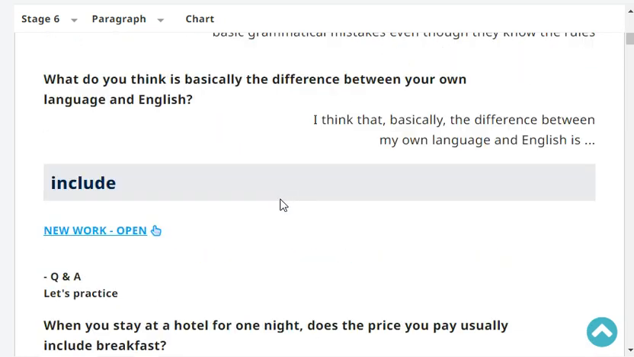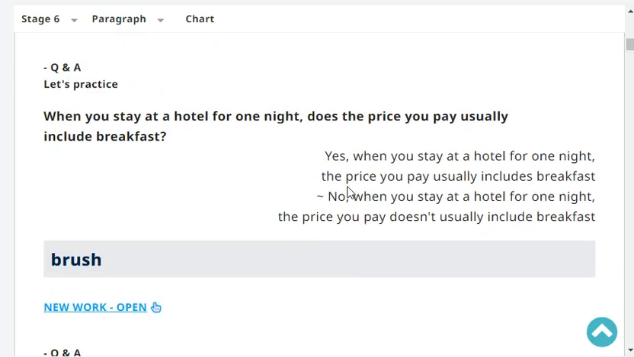I think basically that the difference between my own language and English is pronunciation. Very good. When you stay at a hotel for one night, does the price you pay usually include breakfast?